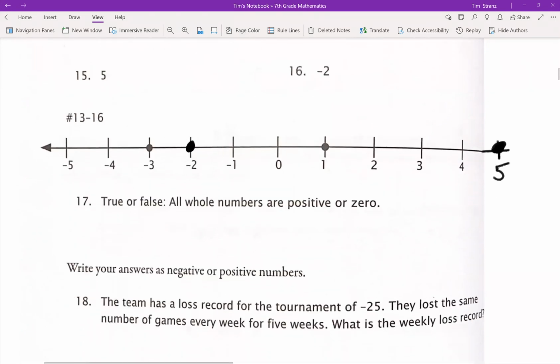Okay, number 17, true or false, all whole numbers are positive and 0. That is going to be a true statement. Whole numbers cannot be negative, right? They have to be positive or 0.